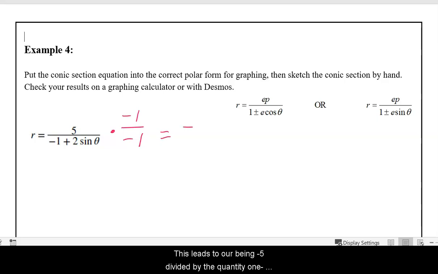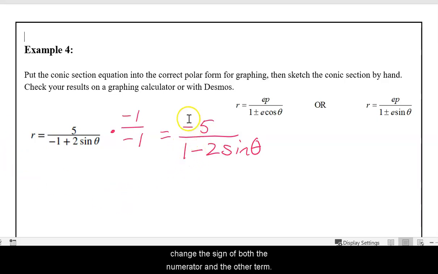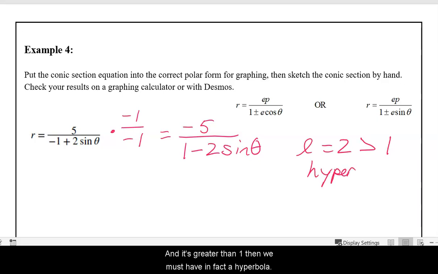This leads to r being -5 divided by the quantity 1 minus 2 sine theta. Notice that fixing the constant term in the denominator changed the sign of both the numerator and the other term. That's going to affect the value of the focal parameter. In this case, when we're done, we'll see that the absolute value of the coefficient of the trig function is 2. Since that's the eccentricity and it's greater than 1, then we must have, in fact, a hyperbola.